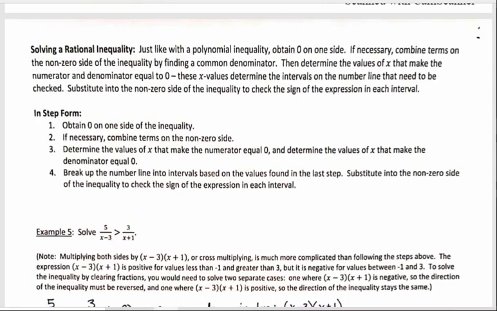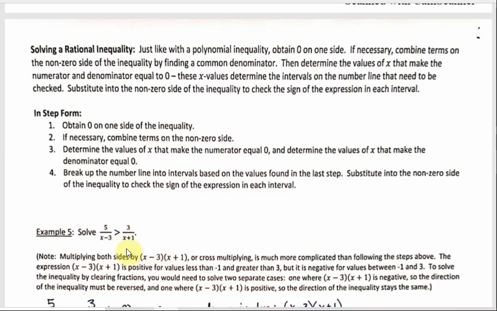Compared to solving a rational equation, solving a rational inequality is a little bit different. So what you want to do, or I guess first what you don't want to do: clearing fractions initially, right off the bat, is a bad idea. It actually makes the problem a lot more complicated.